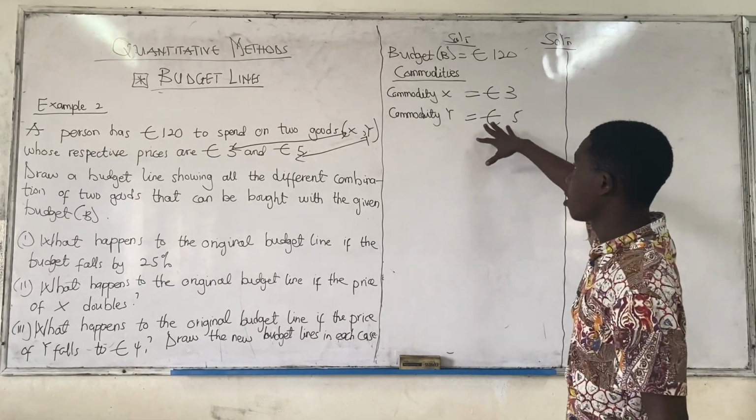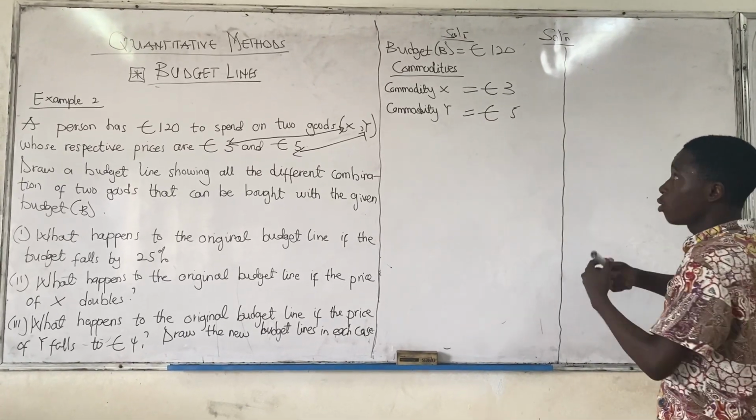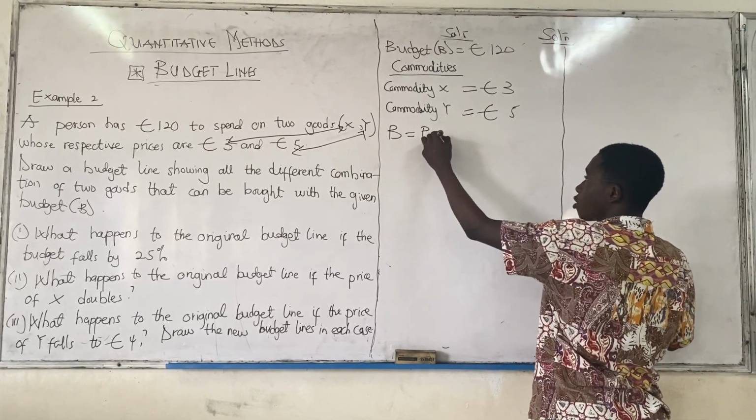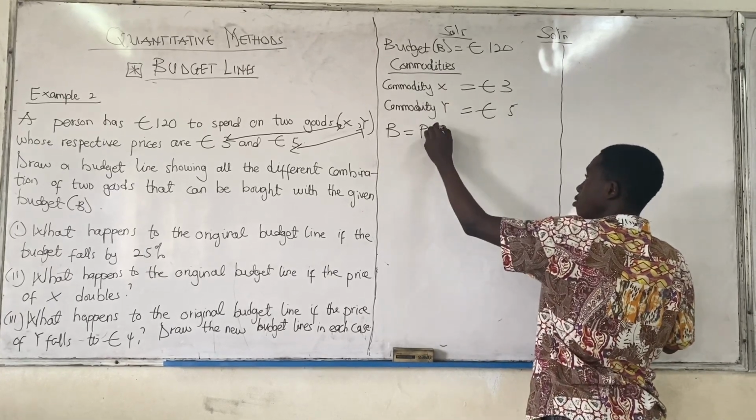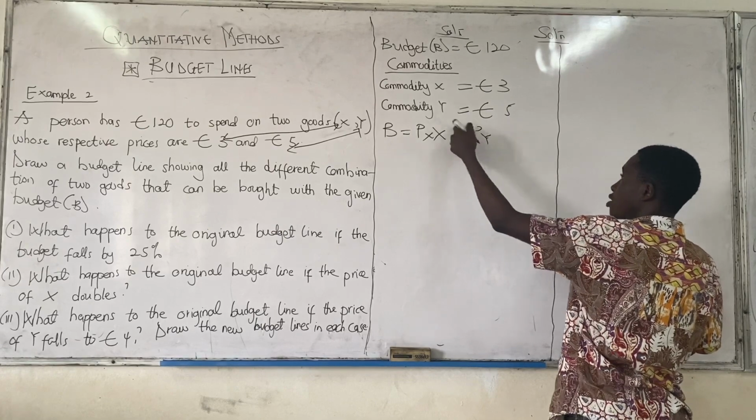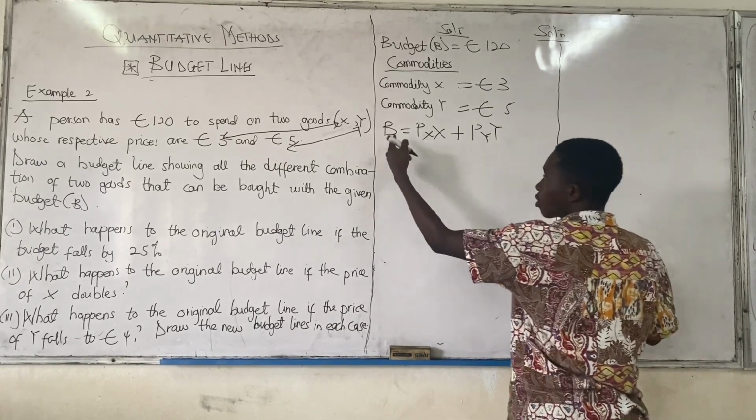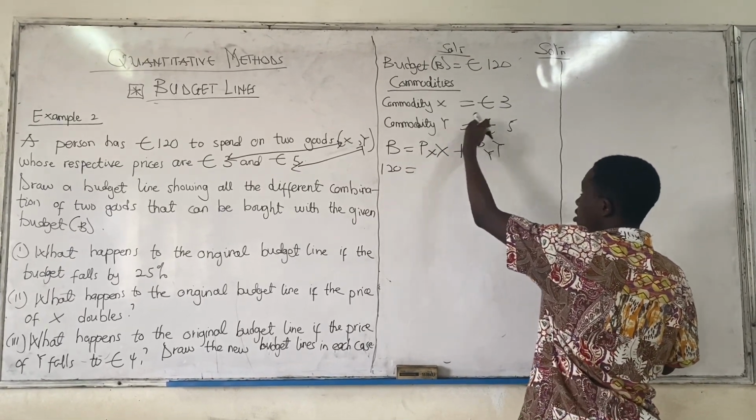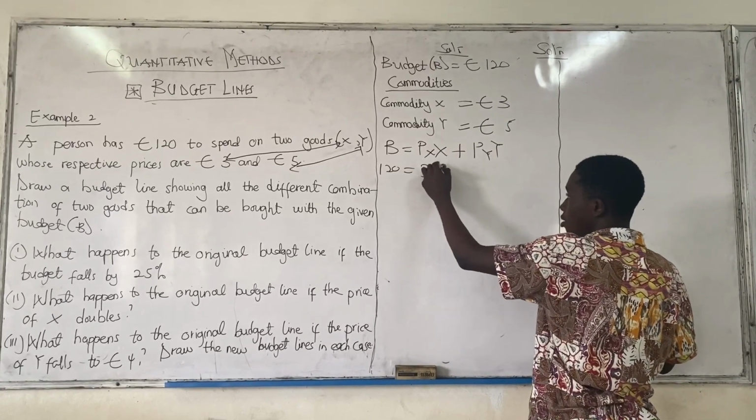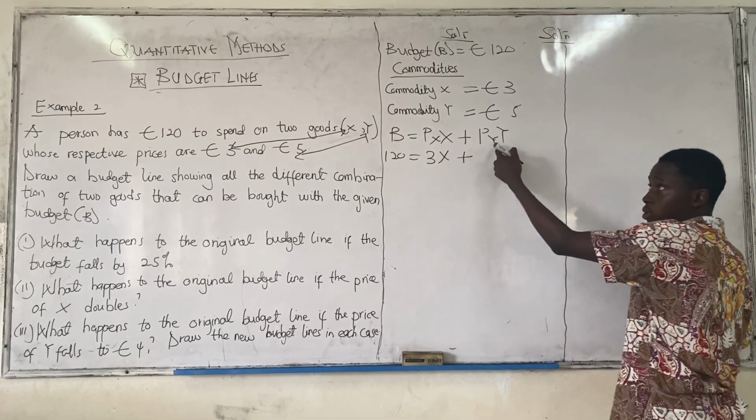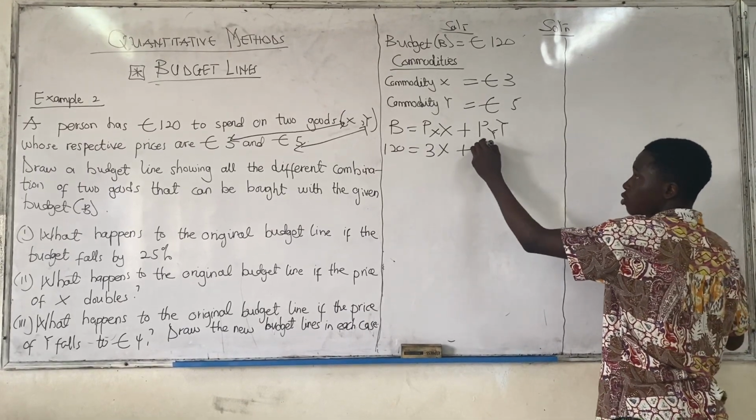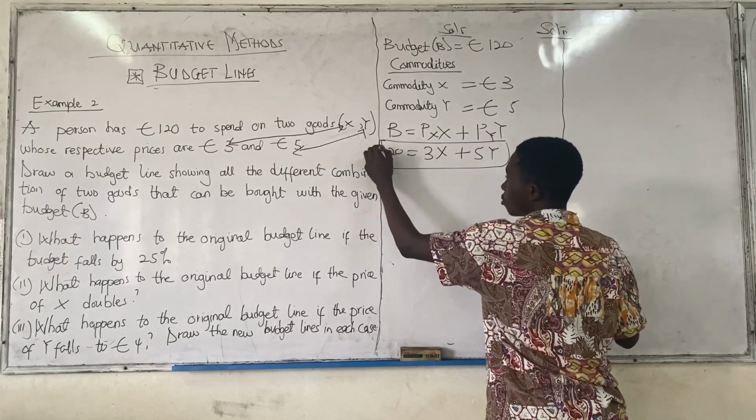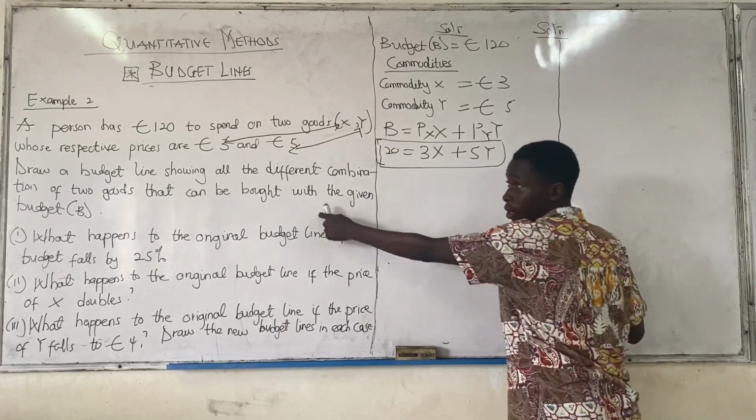So far, what we've gotten, we can get the budget line from this. We know the budget line formula: the budget equals price of X times commodity X plus price of Y times commodity Y. The budget is 120. The price of X given in the question is 3 euros, so 3X, plus the price of Y given in the question is 5 euros, so 5Y. This becomes your budget line for the question.